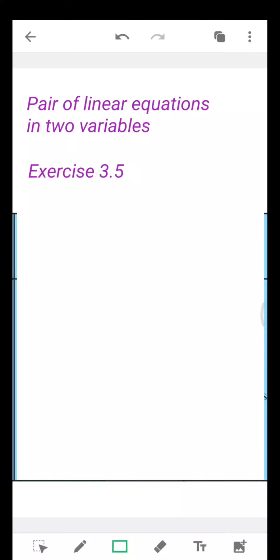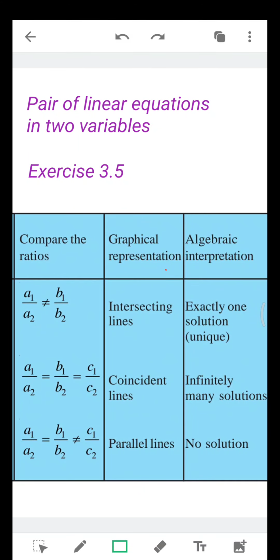This second question's concept is based on the ratios which we have learned in the introduction classes. So I hope you all remember. Just to recall again, we'll discuss these ratios, the types of lines and the types of solutions. What is the nature of the solution and what is the nature of the graph for different equations.